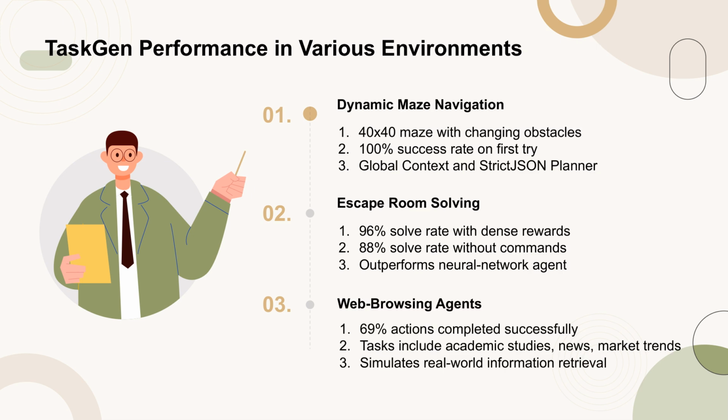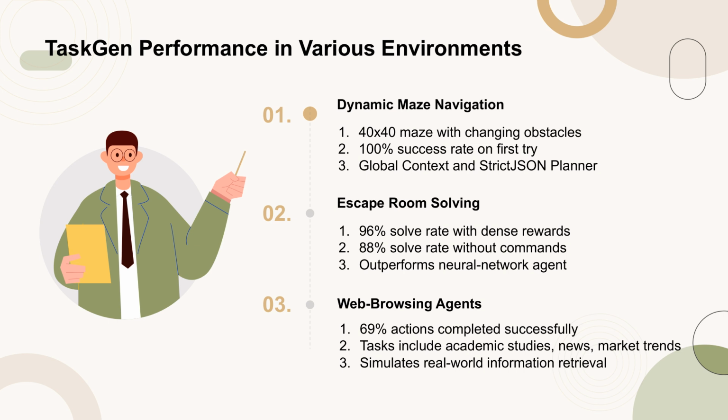In the dynamic maze navigation task, TaskGen, utilizing global context and an external StrictJSON planner, achieved a 100% success rate on the first try, even after the environment changed. For escape room solving in text world, TaskGen outperformed a neural network agent, achieving a 96% solve rate when dense rewards and detailed goals were provided, and an 88% solve rate when commands needed to be derived by the agent.